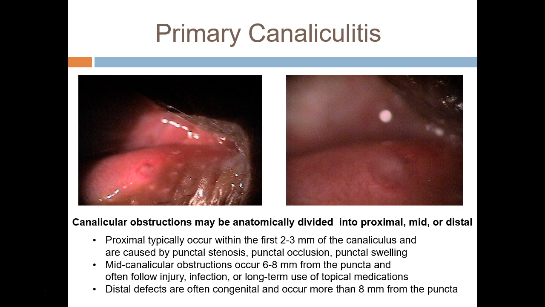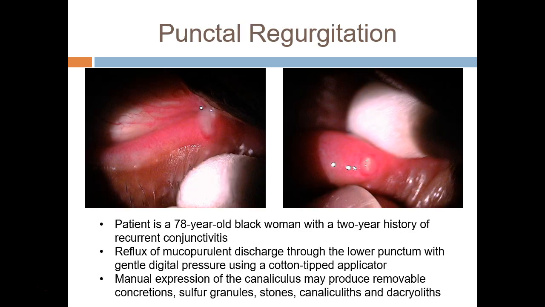So, another example of primary canaliculitis. Here you see the same type of punctal regurgitation that we saw in the video. This is a patient of mine, a 78-year-old black lady. This lady had a 2-year history of recurrent conjunctivitis, and I must admit it's almost my fault. I probably saw the lady 10 times and tried every antibiotic I could think of. It was really kind of ridiculous that I couldn't get rid of this lady's conjunctivitis, and it never popped in my head that she might have canaliculitis.